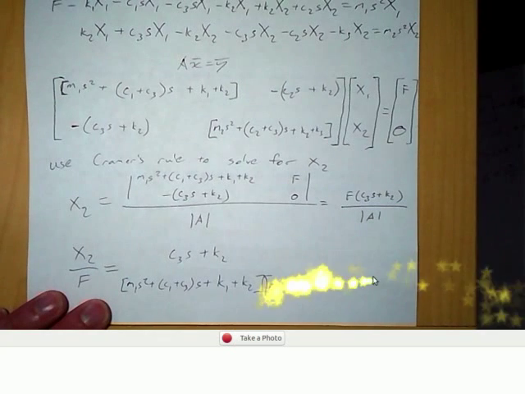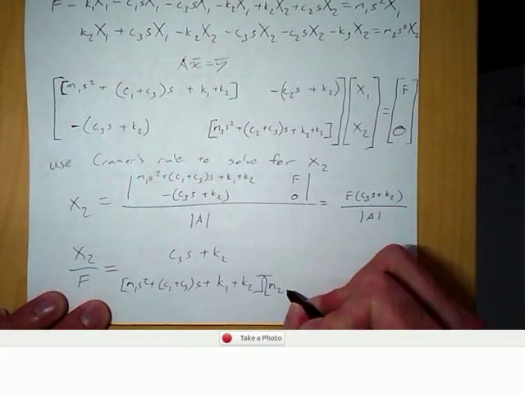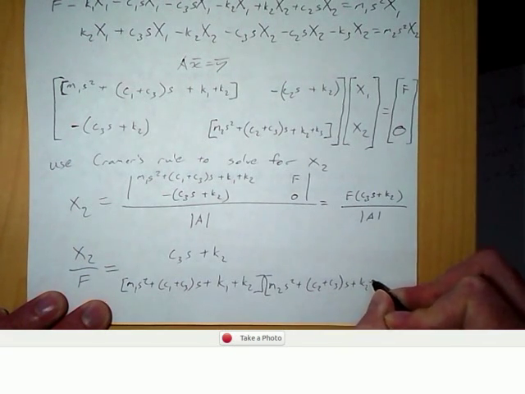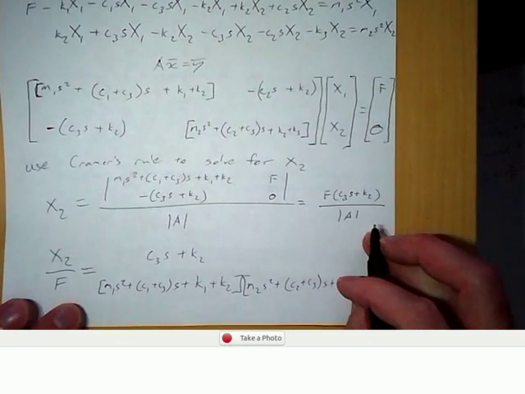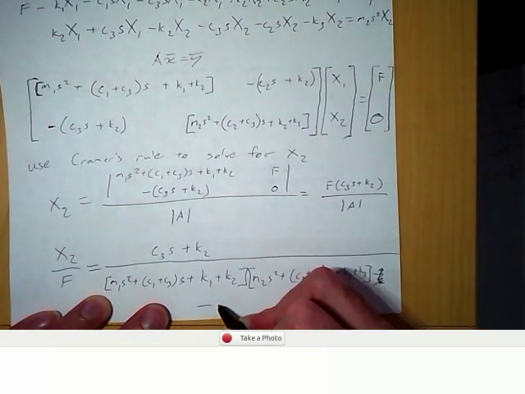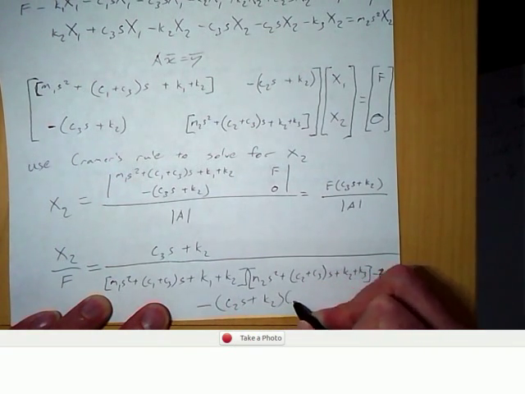And just for completeness, let's go ahead and write the determinant of A. Hopefully there'll be room. This term times this term minus this term times this term. So this is the denominator continued, minus C2 S plus K2 times C3 S plus K2.